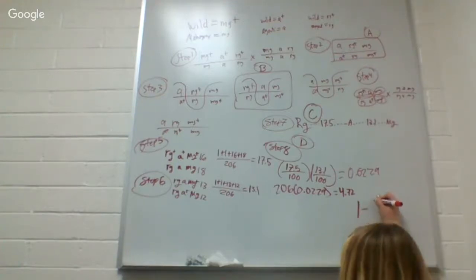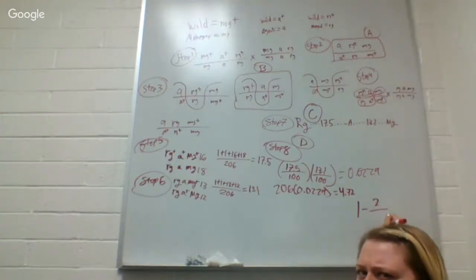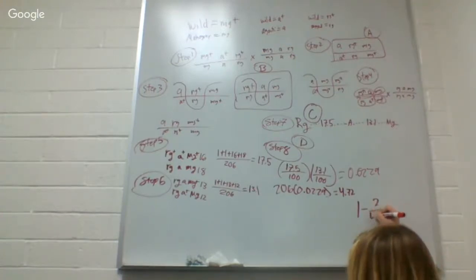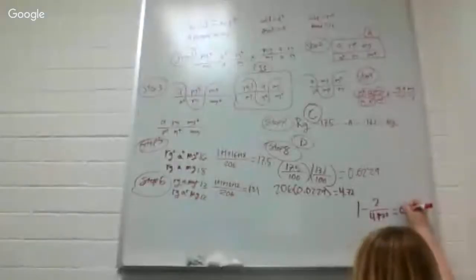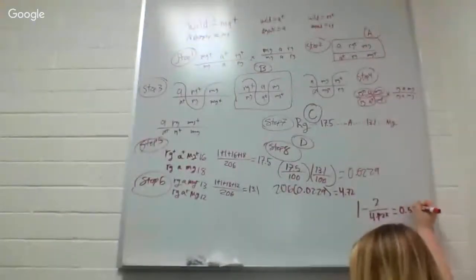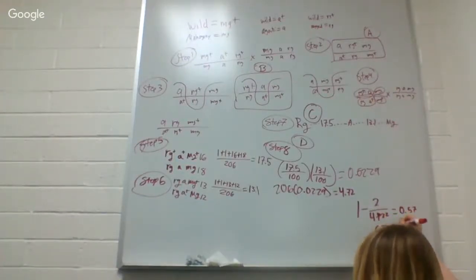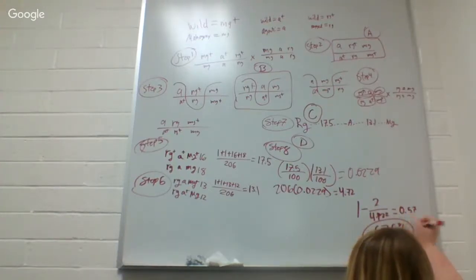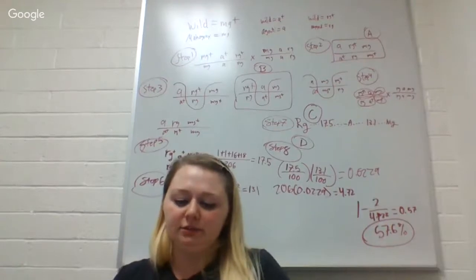So 1 minus, is it observed over expected? That should be observed. The observed over expected. Which will give us 57.6%. Perfect. So that is for question 1.